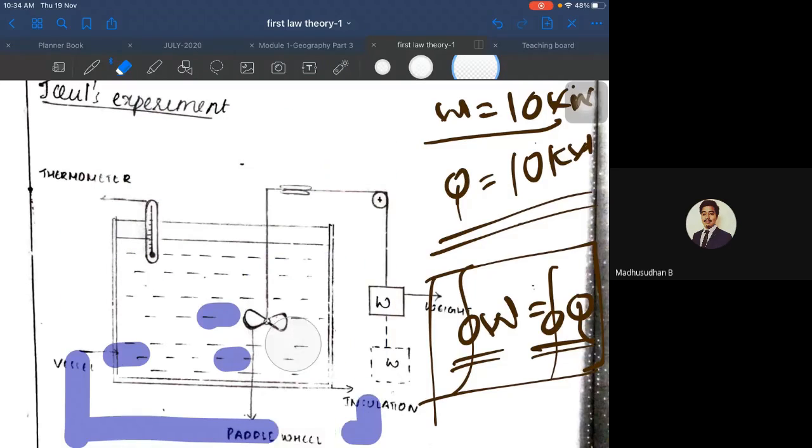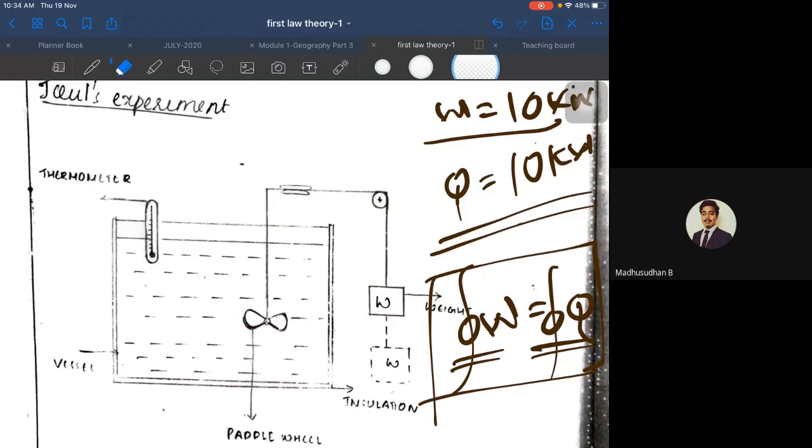So can you write the Joule's experiment on your own, everyone? It is easy, right? So that is your first law. So what is the first law, Numan Ahmed? What do you mean by the first law of thermodynamics?